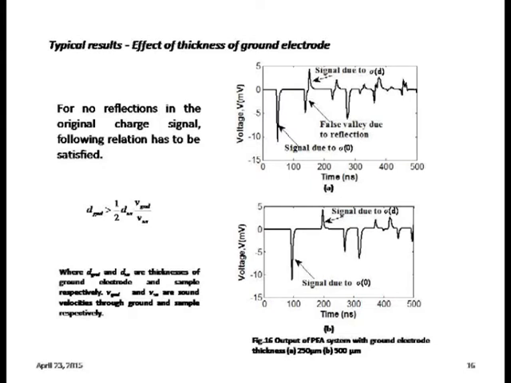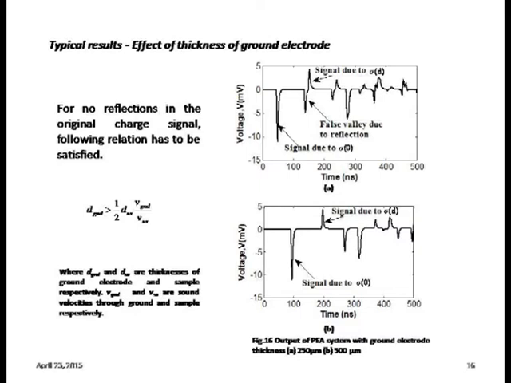See, A is for 250 microns, and B is for 500 microns. This shows the effect of thickness of the ground electrode, right? So here you can see this is a false value. This is the signal at the ground electrode, and this is the signal at x equal to d. What comes in between is not actually the space charge. So it is very important to understand the system, otherwise you may misinterpret.